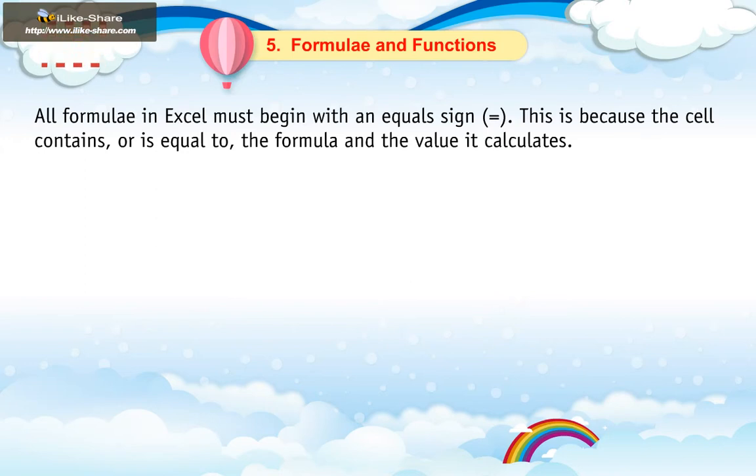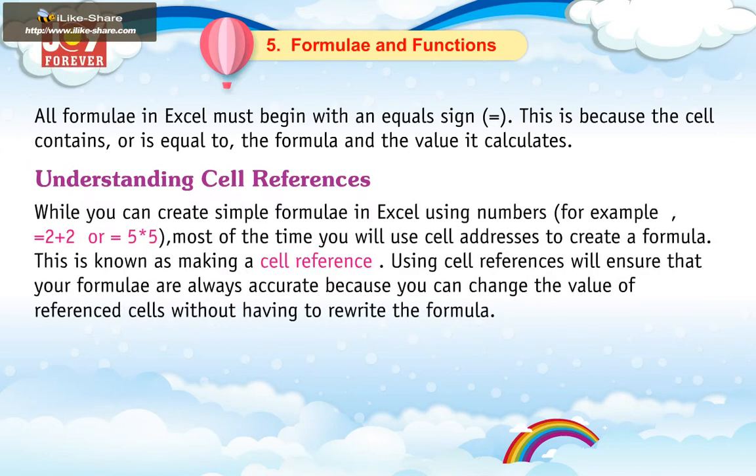All formulae in Excel must begin with an equal sign. This is because the cell contains or is equal to the formula and the value it calculates. Understanding cell references. While you can create simple formulae in Excel using numbers, most of the time you will use cell addresses to create a formula. This is known as making a cell reference.